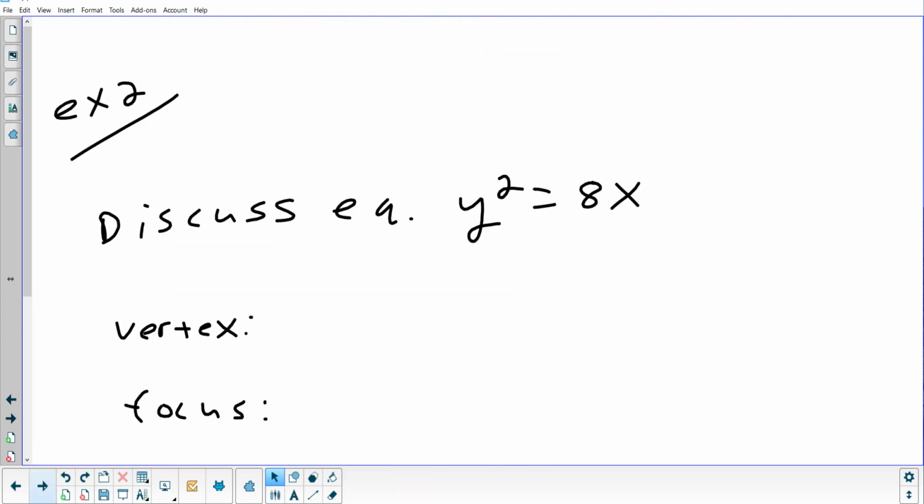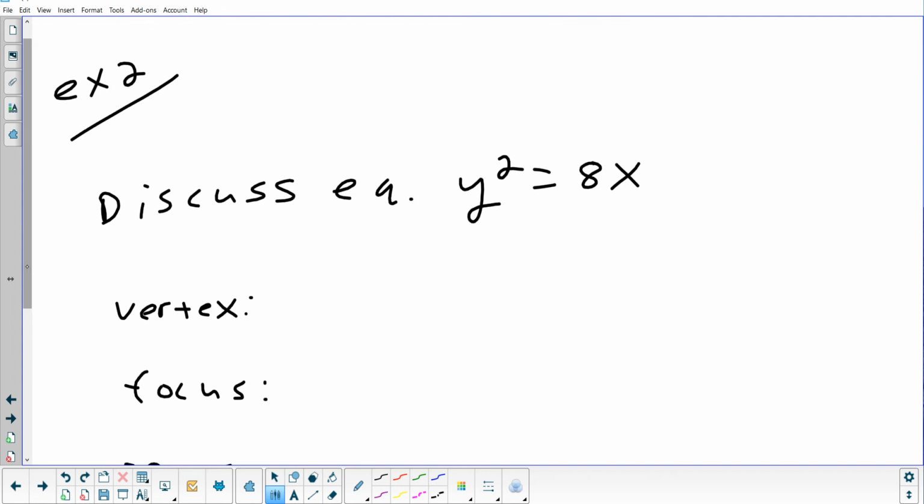Okay. Let's try this one. Discuss. When you see a question about a conic and it says discuss, that means I want you to describe everything that's important about that conic section. For a parabola, I'd be looking for you to tell me the vertex, the focus, the directrix, and which way it opens. I would say those are the four key things you have to tell me.